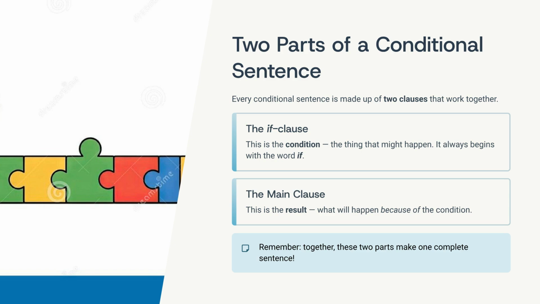Let's look at the two parts of a conditional sentence. Every conditional sentence is made up of two clauses that work together. Part 1 is the if clause, which is the condition that might happen, always beginning with the word if. Part 2 is the main clause, which is the result of what will happen because of the condition. Remember, together these two parts make one complete sentence.